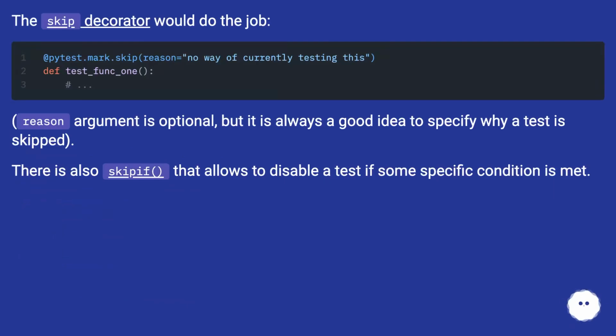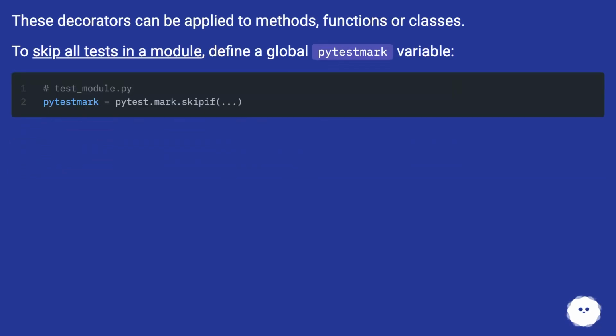The skip decorator would do the job. The reason argument is optional, but it is always a good idea to specify why a test is skipped. There is also skipIf, that allows you to disable a test if some specific condition is met. These decorators can be applied to methods, functions, or classes. To skip all tests in a module, define a global Pytest mark variable.